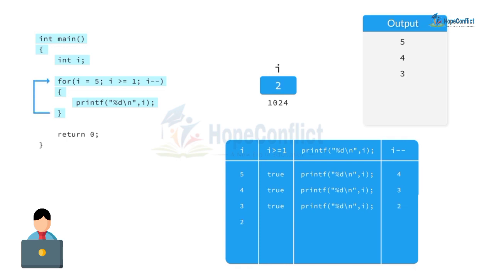And again it checks the condition and 2 is greater than 1. So it is true. So it prints the value of I, which is 2. And after that I is decremented and it becomes 1. Now the fourth iteration is also completed.